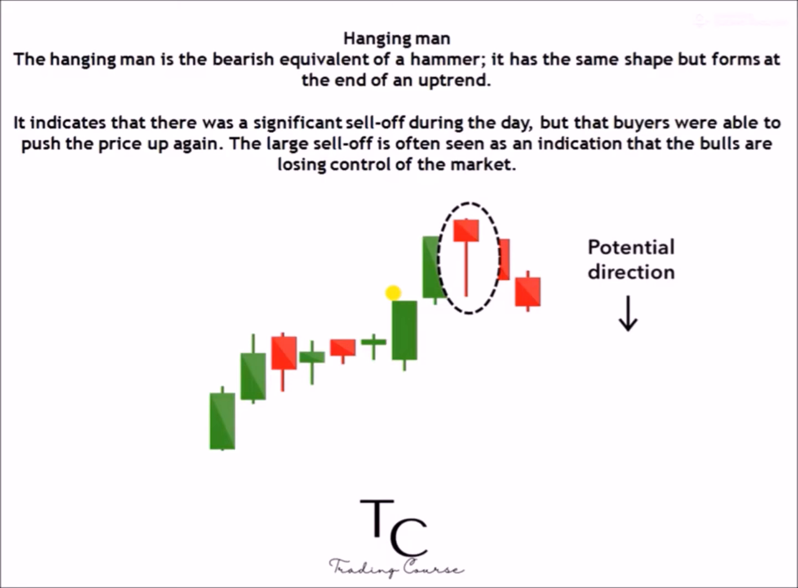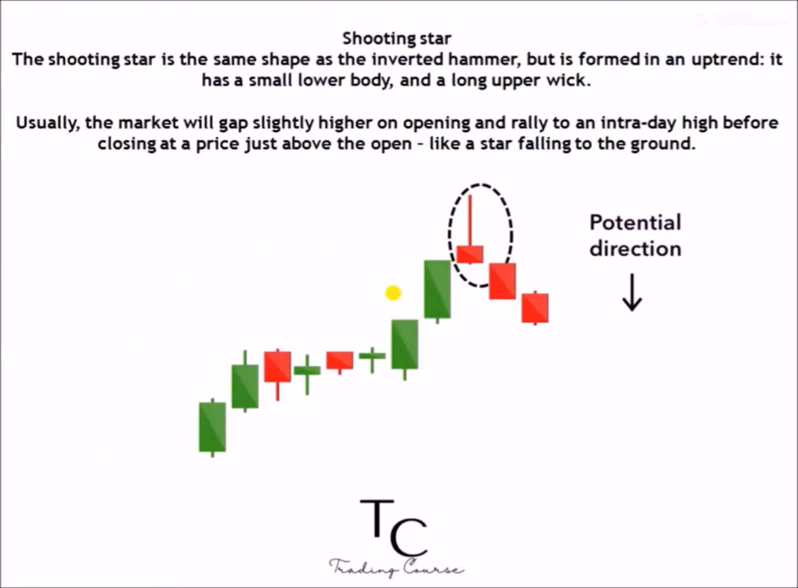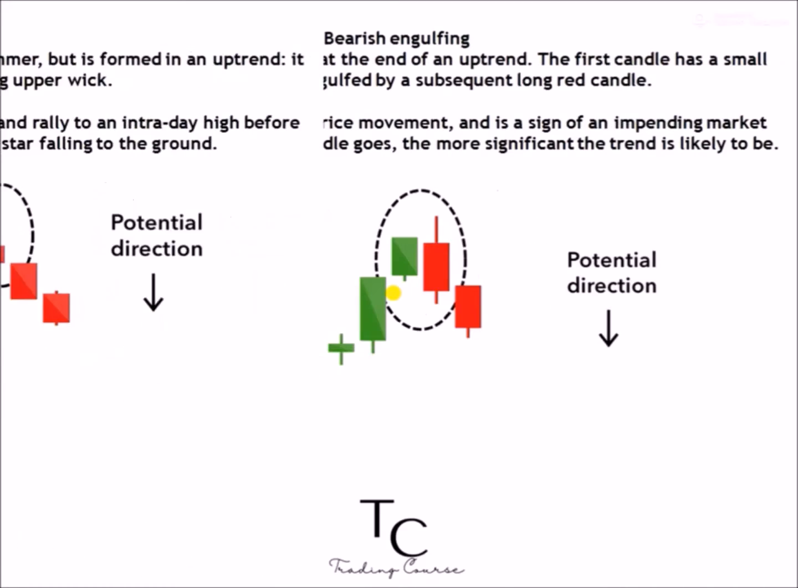The large sell-off is often seen as an indication that the bulls are losing control of the market. Shooting star. The shooting star is the same shape as the inverted hammer, but is formed in an uptrend. It has a small lower body and a long upper wick. Usually, the market will gap slightly higher on opening and rally to an intraday high before closing at a price just above the open, like a star falling to the ground.